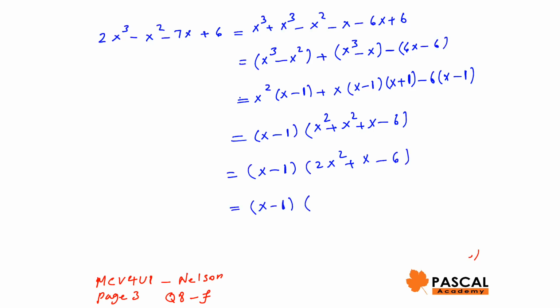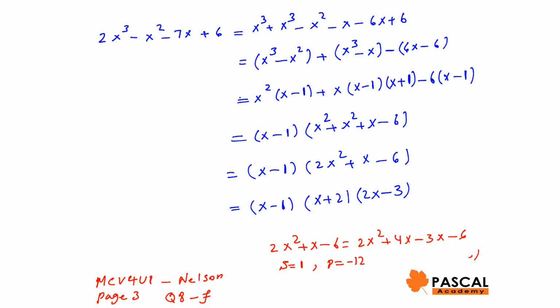2x^2 + x - 6 can be broken down to (x + 2)(2x - 3). To see this a little bit better, we say 2x^2 + x - 6 is a quadratic trinomial. We're looking for two numbers. The sum of the numbers is 1. The product is -12. The numbers are positive 4 and -3.